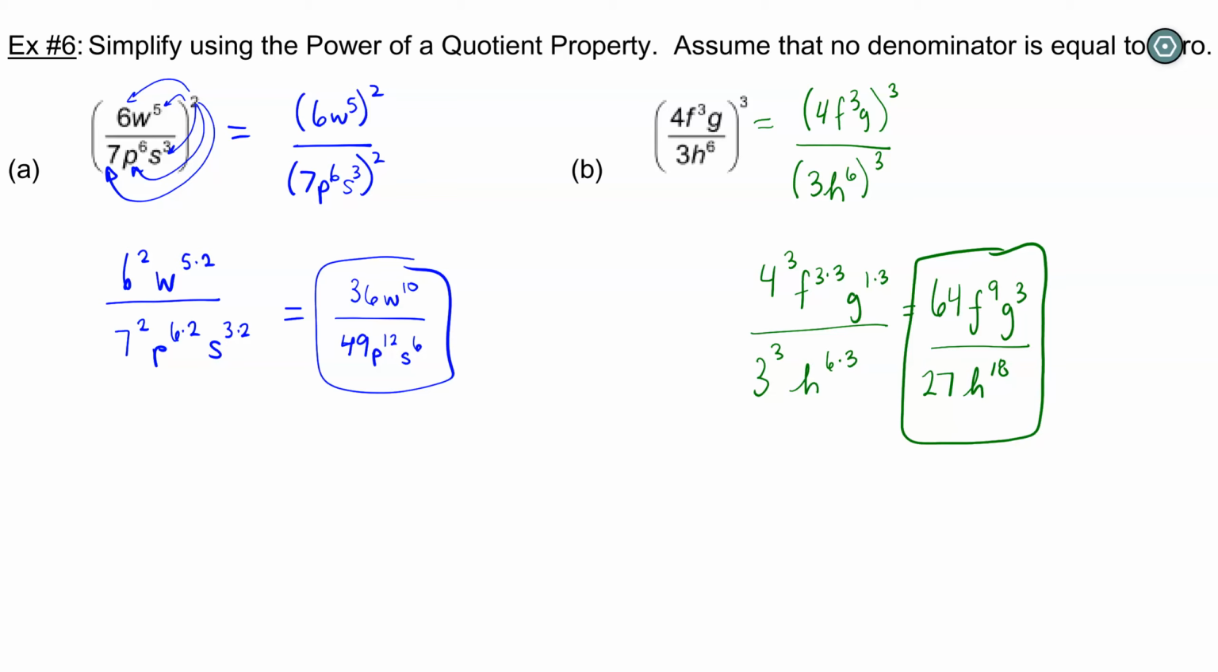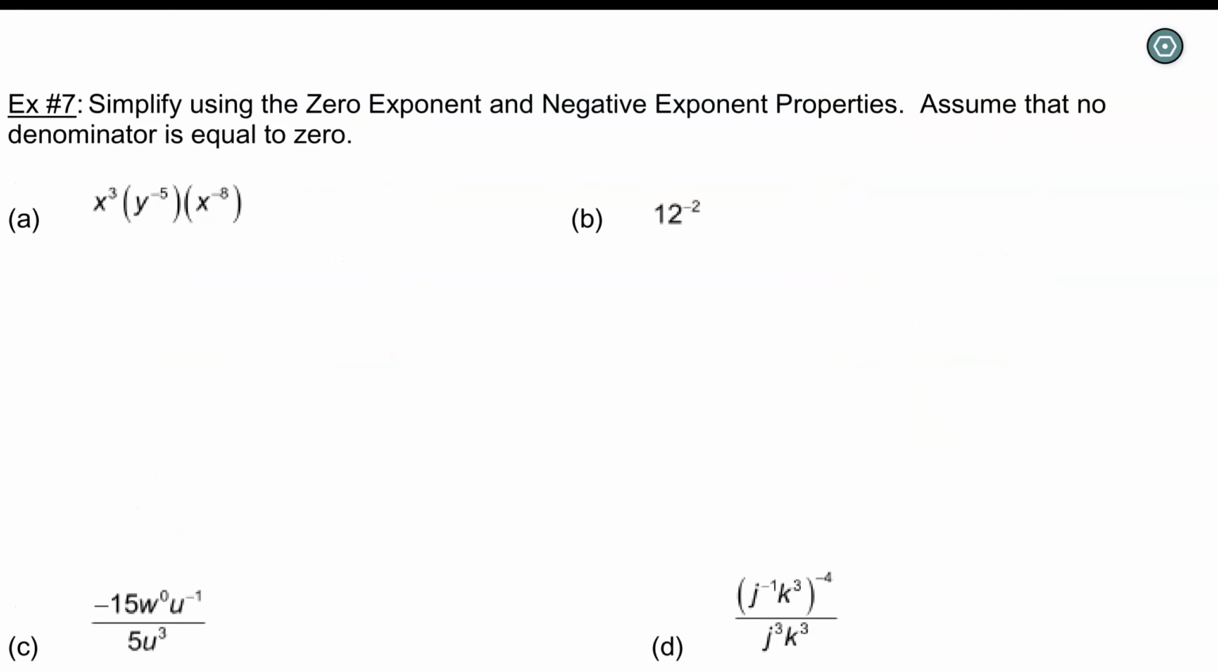Okay, so do we have questions over this one? No? As long as you can follow it logically and try it yourself, it's just going to take practice. All right, simplify using the zero exponent and negative exponent properties. All that means is x to the negative 8 is the same thing as 1 over x to the 8. You get rid of a negative by putting the variable on the other side of the fraction. And the zero exponent property we talked about already: any number to the 0 power is 1.